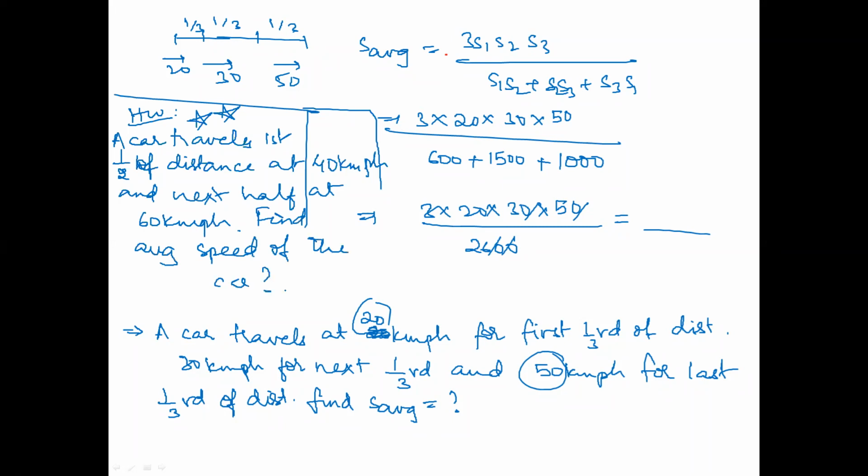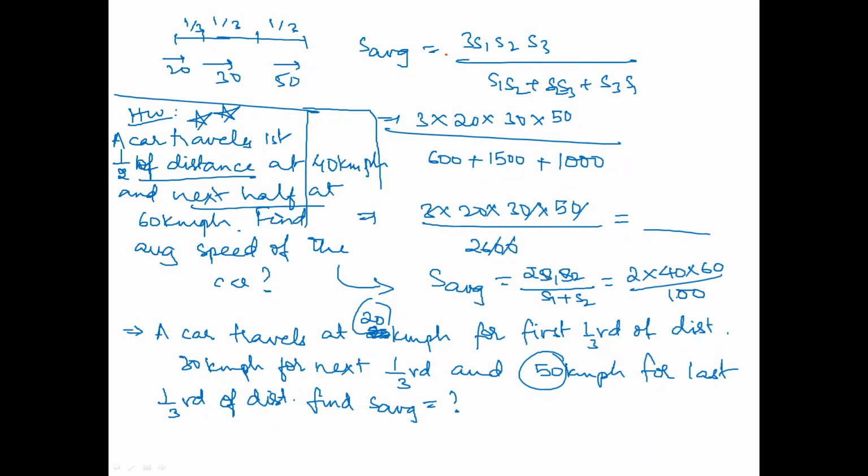Now only you can do it actually. Is the distance same or time same? First half, second half, so distance is same. Two S1 S2 by S1 plus S2. So 2 into 40 into 60 by 40 plus 60. Answer is 48 kilometer per hour. Clear?